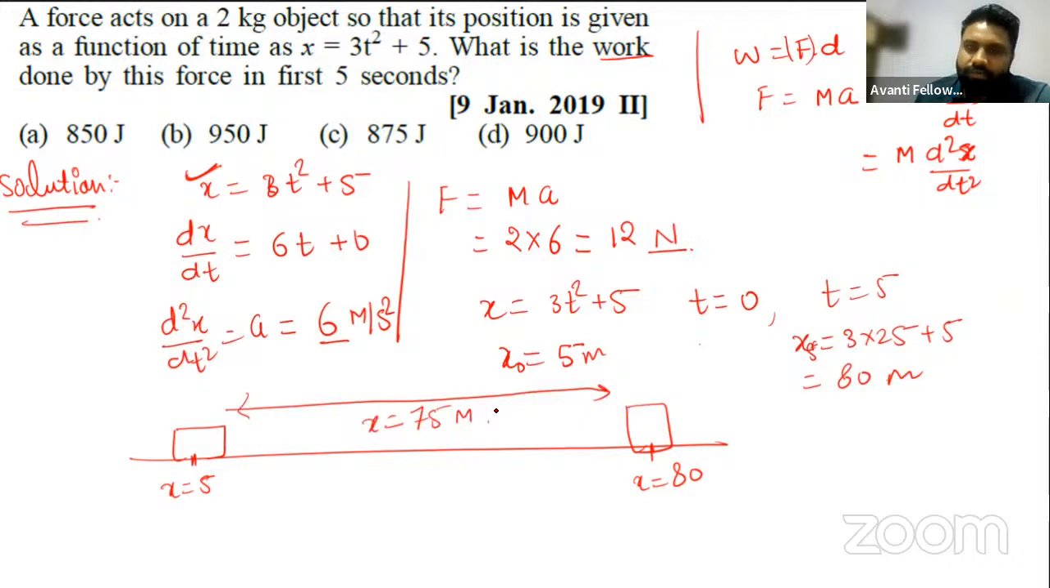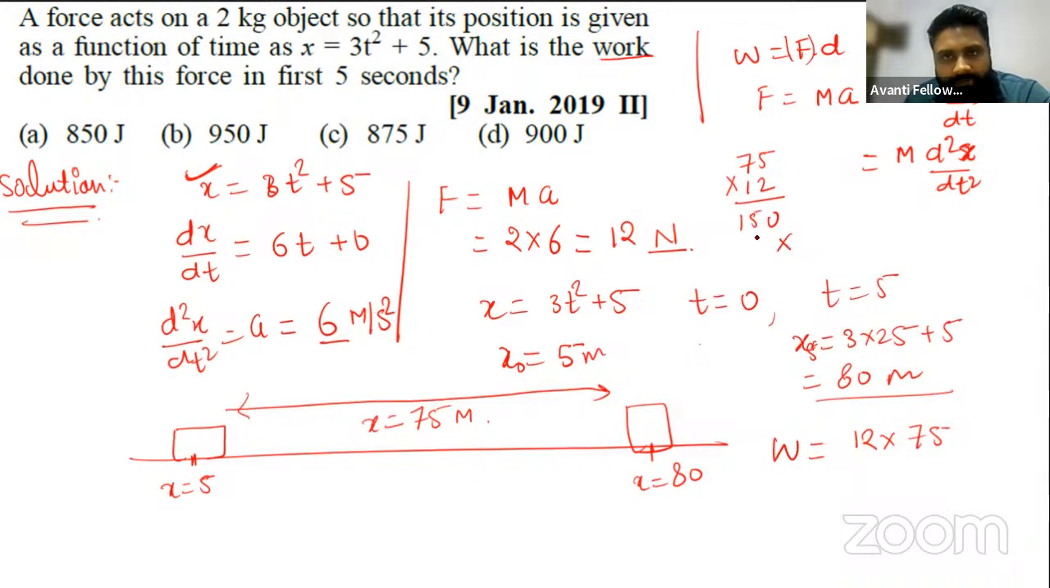Now most of you, what will you think that at t is equals to 5, the expression is 80. You will not be interested in calculating it at 0, and you put the 80 and then calculate the work done, and it will be a wrong answer. Okay. Now the work done here is force, which is 12, and displacement, which is 75. So if you calculate it, 75 into 12 is 900. So it will give you 900 joule of work.